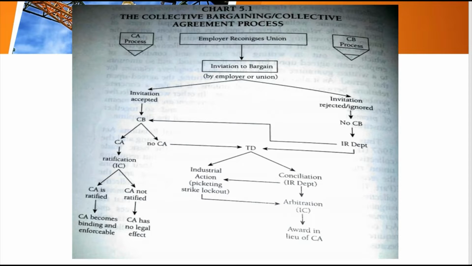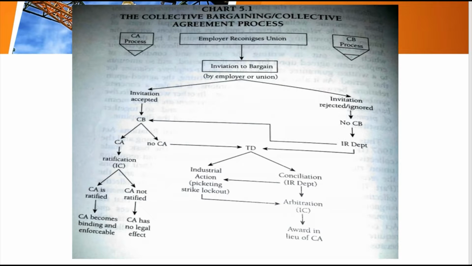So the invitation is to start to bargain between both parties, and if the invitation is accepted, then you will have the CB. CB is the collective bargaining, the process of bargaining between both parties, the demand and counter demand. And then if the CB is successful, then we have the CA, the collective agreement.